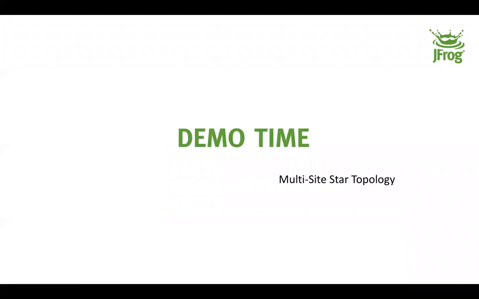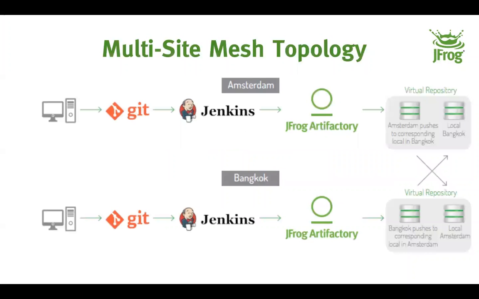So this was about multi-star. Now let's try to understand the mesh topology. Basically, mesh topology states that every site is connected to every other site. And again, in this diagram, you can see that I have two locations, A and B, A for Amsterdam, B for Bangkok. Amsterdam is pushing the artifacts to Bangkok, and Bangkok is pushing the artifacts to Amsterdam.